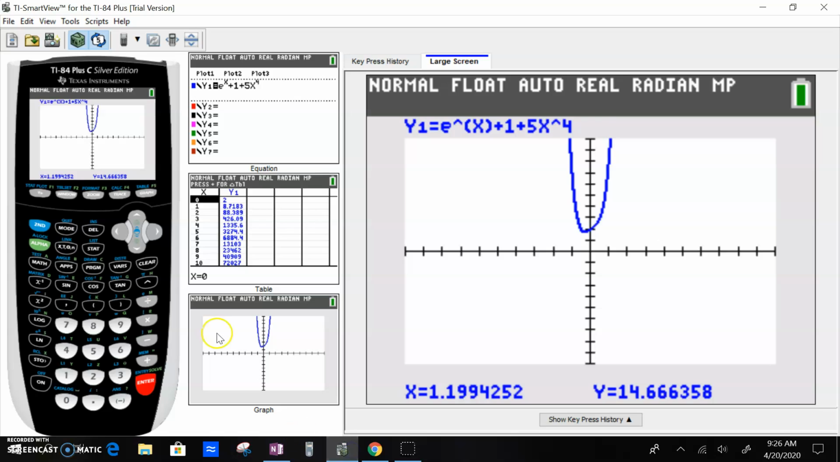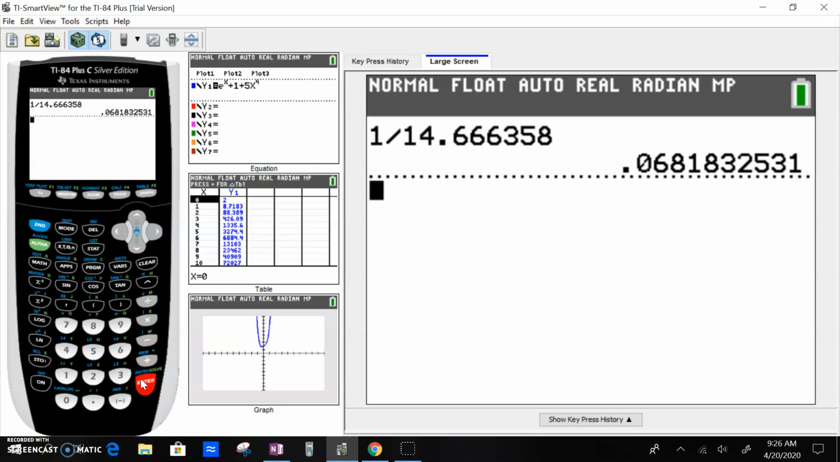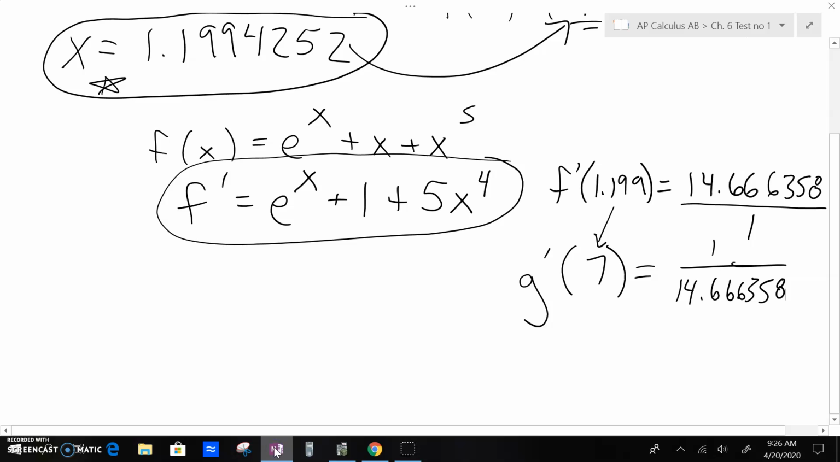And if you do 1 divided by that, we can get a decimal. So we'll go back into our calculator, go out to our home screen, and just do 1 divided by 14.666358 and hit enter. And then we'll go to 3 decimal places past the 0. So 0.0682 would be our answer. So 0.0682 would be to 3 decimal places.